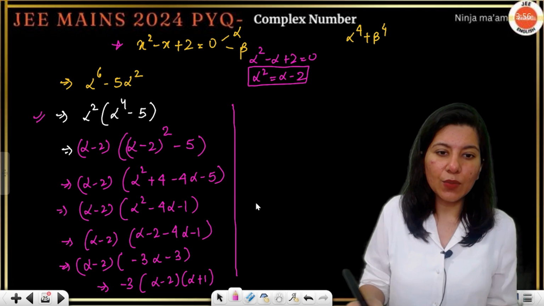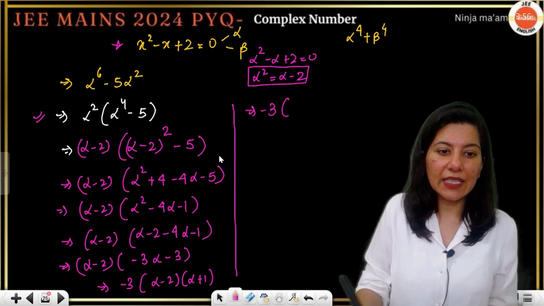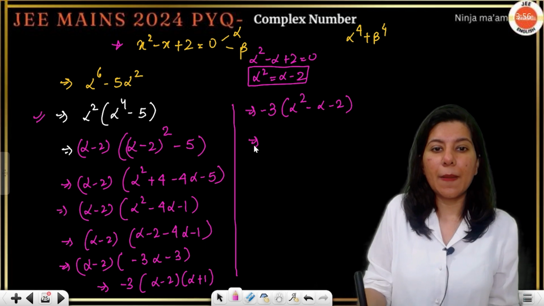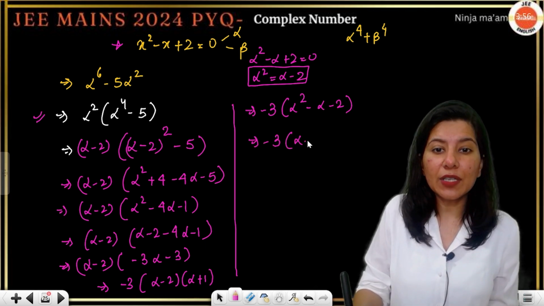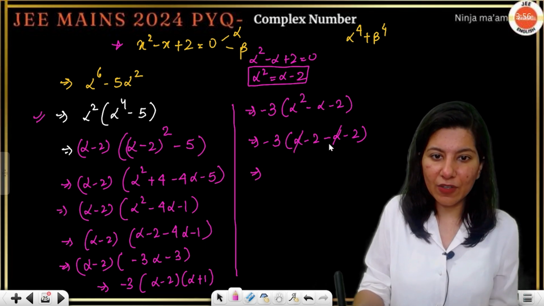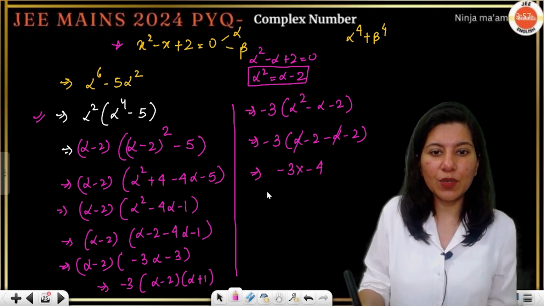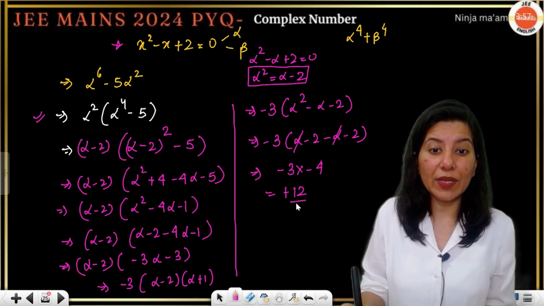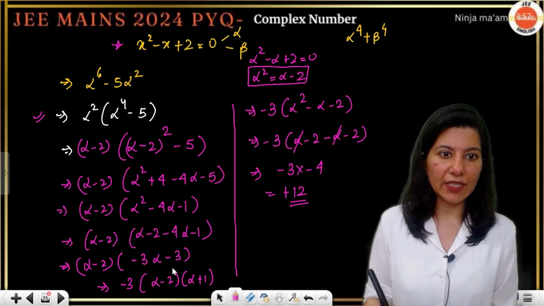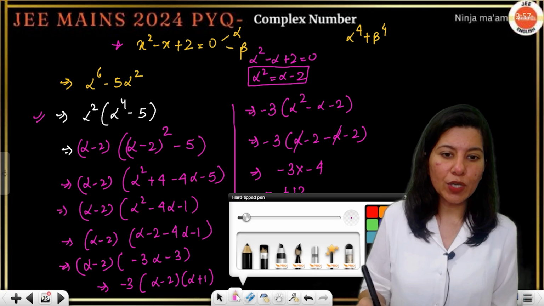So now this is minus 3 alpha square minus alpha minus 2. Minus 3 alpha square is what? Alpha minus 2 minus alpha minus 2. So alpha, alpha gone, minus 3 into minus 4. So this is plus 12, okay? So this is sorted, okay? This part is plus 12. Now what about this?